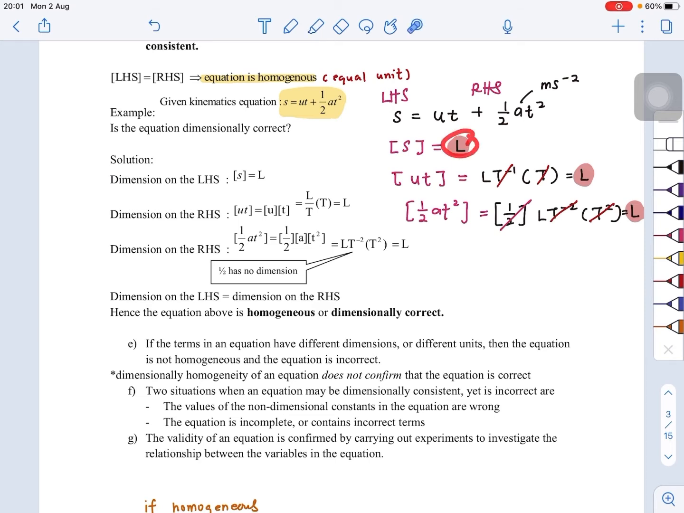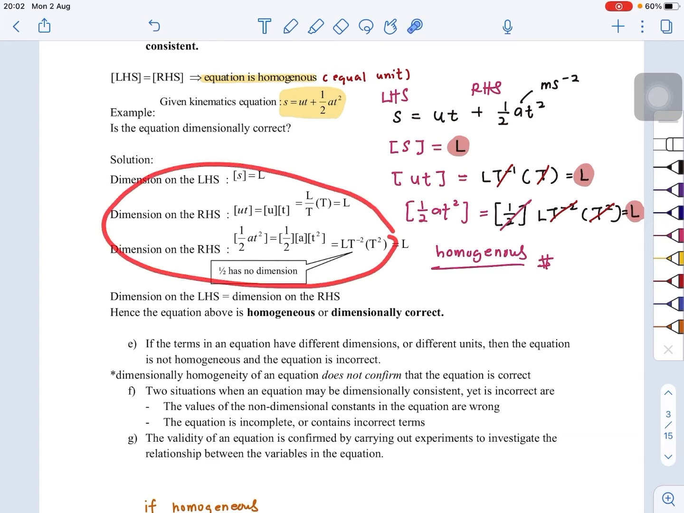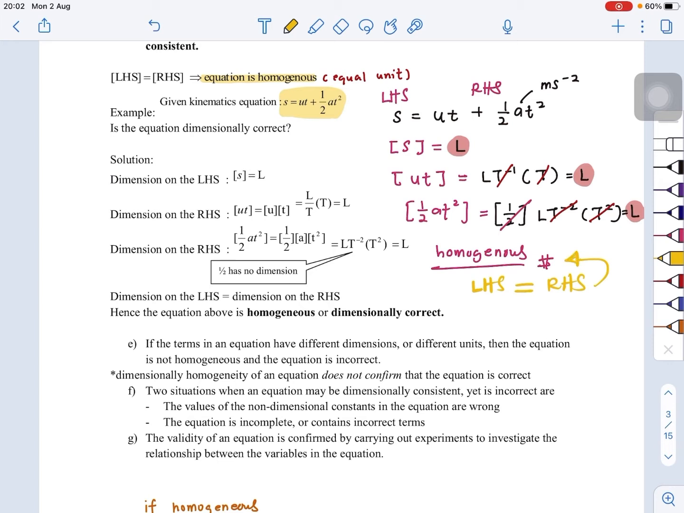So dimensions ketiga-tiga term ni adalah sama. So apabila sama, okay, equation ni dikatakan adalah equation homogeneous. So it is homogeneous. Okay, basically dia adalah benda yang sama lah yang ditulis di sini. Okay, so apabila left hand side is equal to right hand side, then the equation is homogeneous. Ataupun nama lain kita akan panggil sebagai dimensionally correct ataupun homogeneous. So dia adalah benda yang sama.